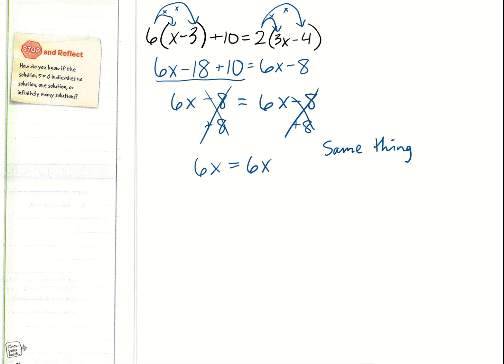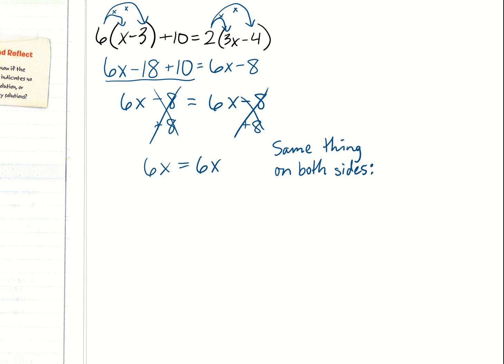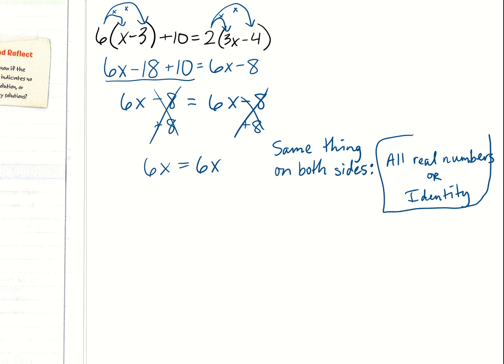So anytime you have the same thing on both sides, that is all real numbers, or identity. All right, these are the same thing. Keep in mind this is all the same thing, including that. So anytime you've got the same thing on both sides, you've got an identity, which is all real numbers.